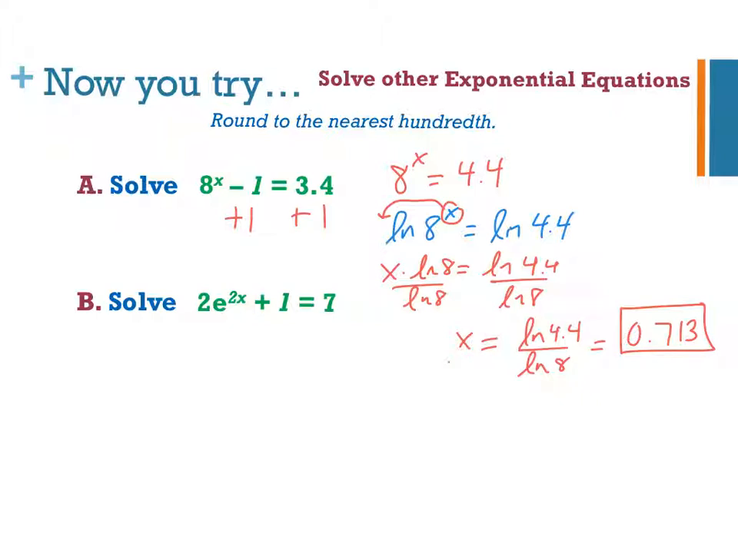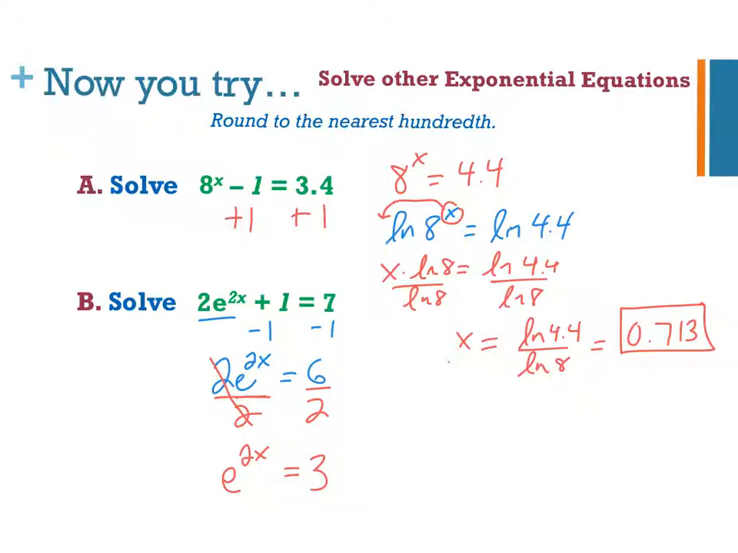Now for the next one, if I isolated the 2e to the 2x by subtracting 1 from both sides, I get 2e to the 2x equals 6. Before you change things into logarithmic form or try to take the natural log of both sides, we always want to isolate that base by itself. And to do this, let's divide by 2 on both sides. It will cancel on the left-hand side, and what I'll have is e to the 2x equals 3. Now that I have it isolated, it could either A, change to exponential form, or B, take the natural log of both sides. It's your choice.